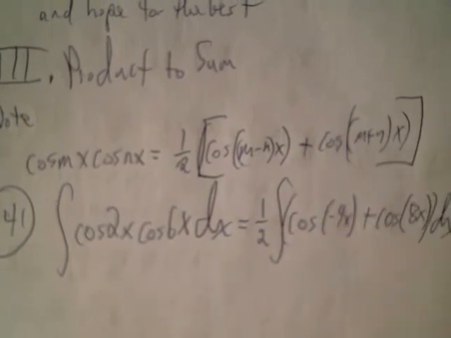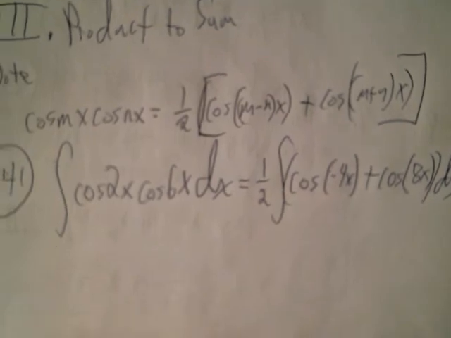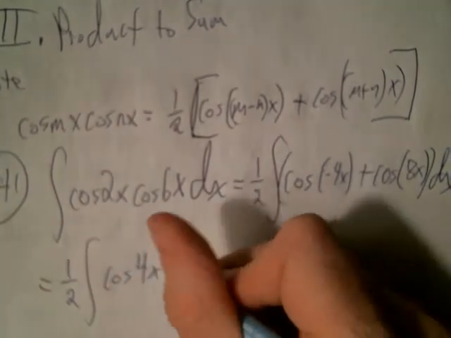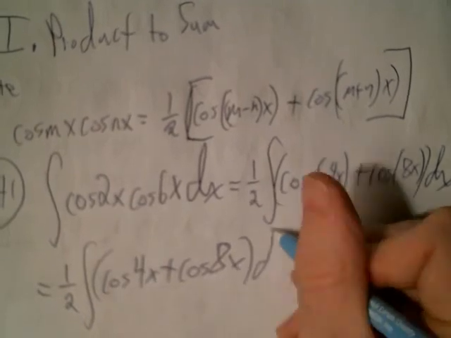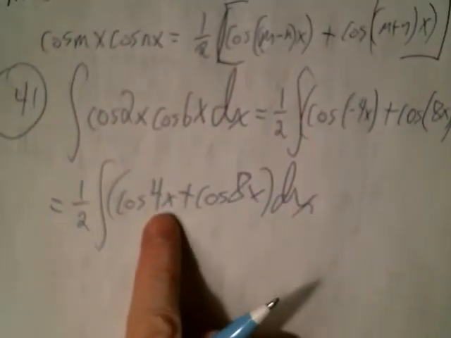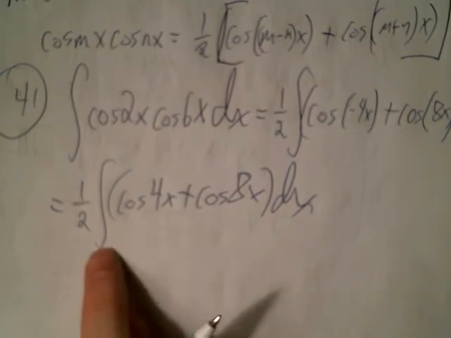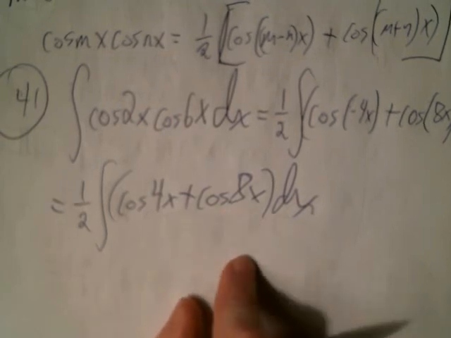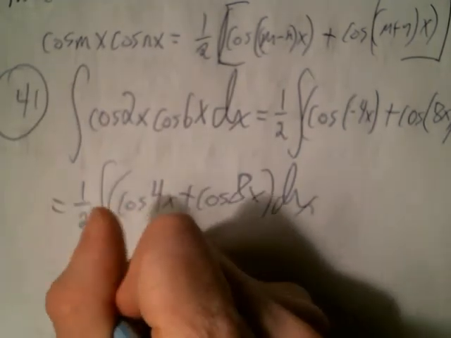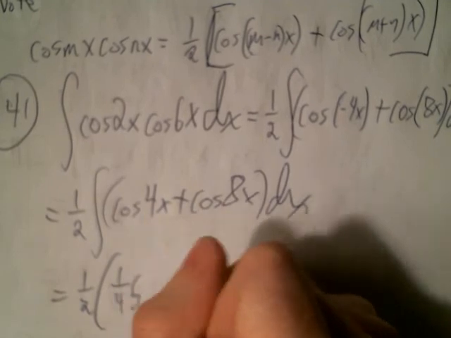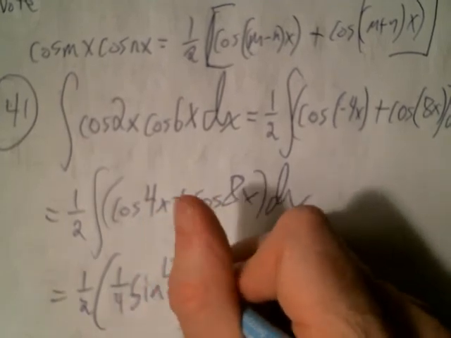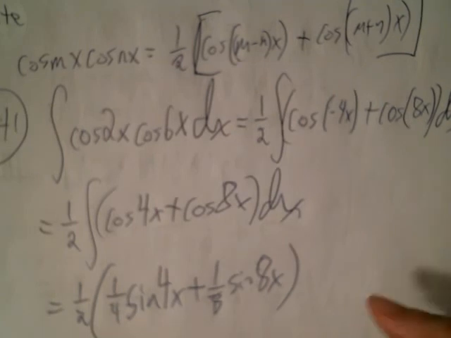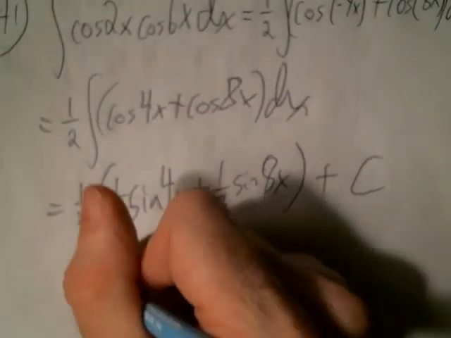Okay, and then I can do a u sub if I want. One other thing. Cosine is an even function, so I could rewrite cosine of negative 4x as cosine of 4x, and then plus cosine of 8x dx. If you need a u sub, u would be 4x, so du would be 4dx, so dx would be 1/4 du. In this case, dx is 1/8 du, so you have a factor of 1/4 here. Times the integral of cosine is sine, and then plus the 1/8 times the integral of cosine again is sine, and then plus c, and that's really it. Just distribute, make it look pretty.